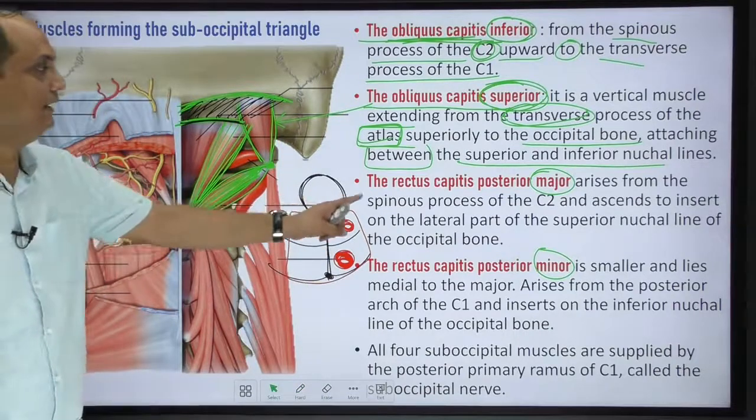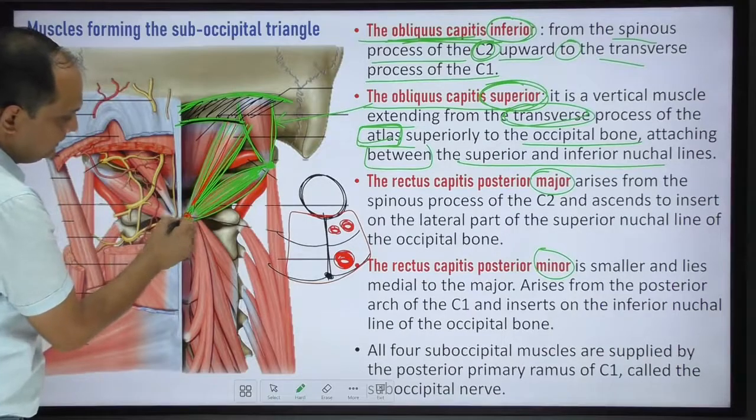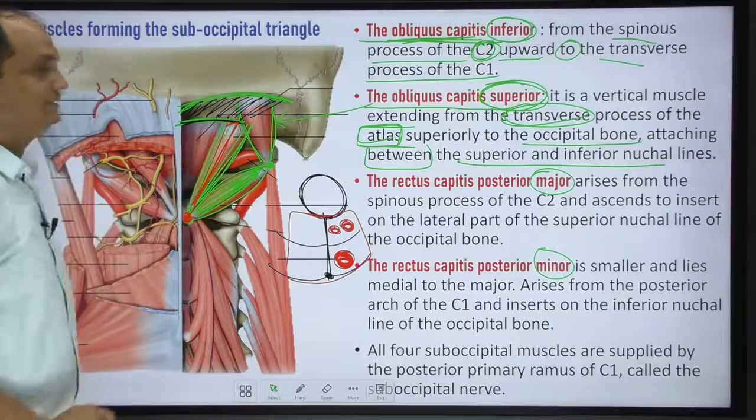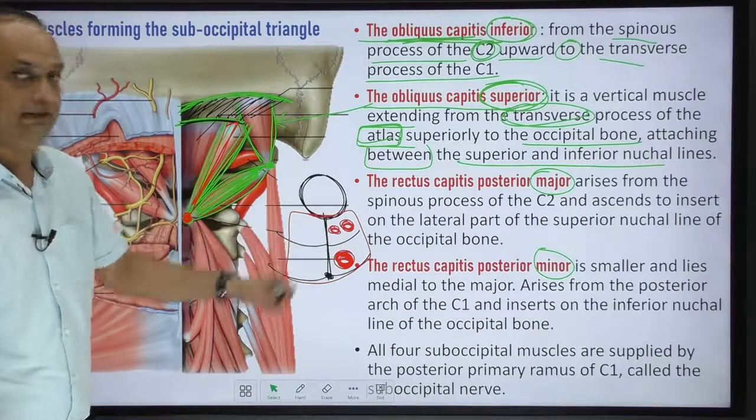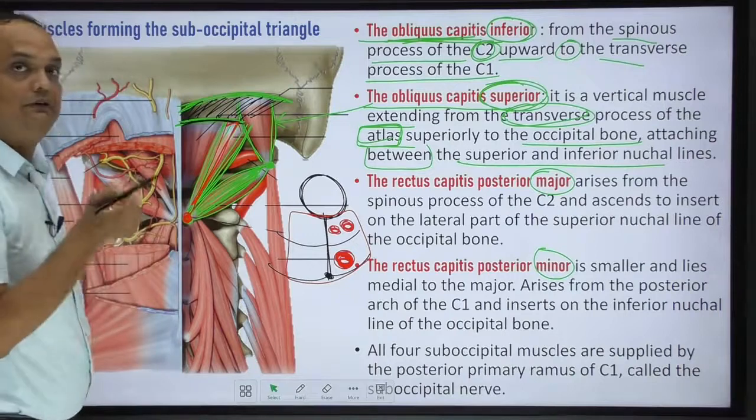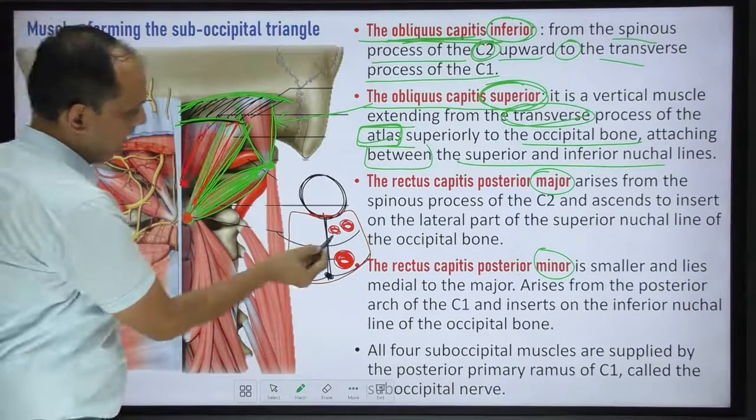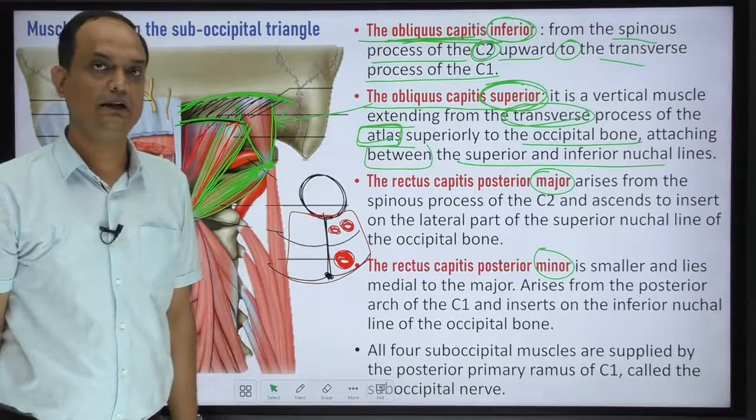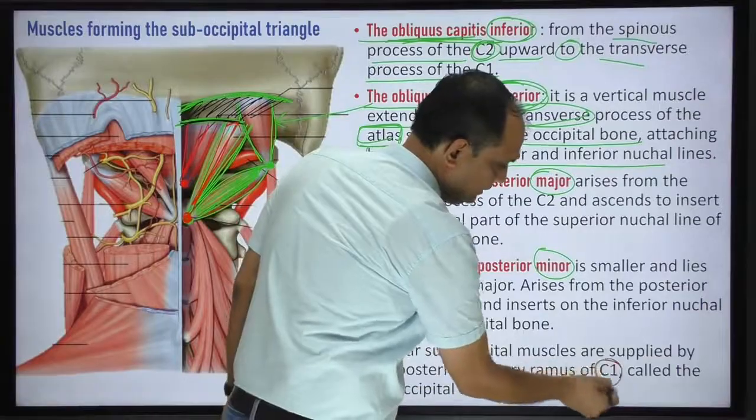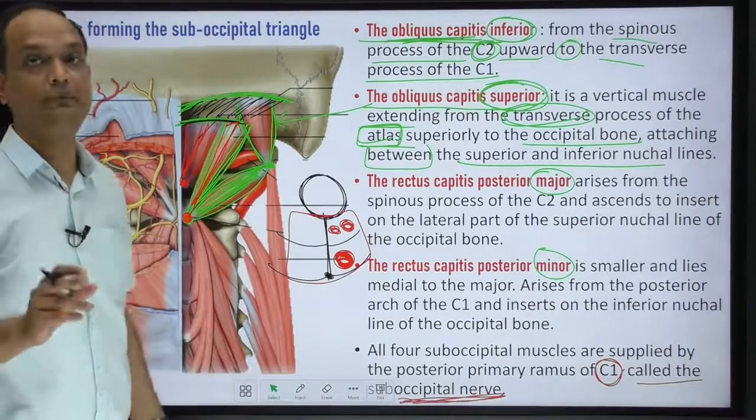So it is very clearly written here that rectus capitis posterior major arises from the spinous process of the second cervical vertebra, and it attaches on the suboccipital region, but where? Between the foramen magnum and inferior nuchal line. Rectus capitis posterior minor is a smaller muscle, so obviously it will not arise from C2, it will arise from C1. Then it will go upward and attach again here, adjacent to the major muscle. Clear? Now what is the nerve supply? All four muscles are supplied by the first cervical nerve, and that branch is known as the suboccipital nerve. Clear?